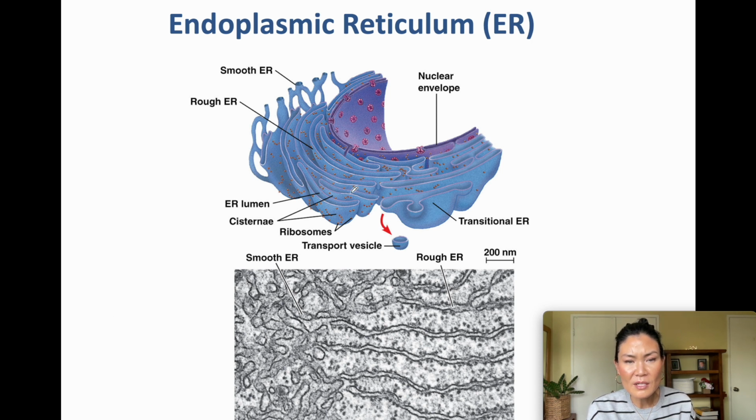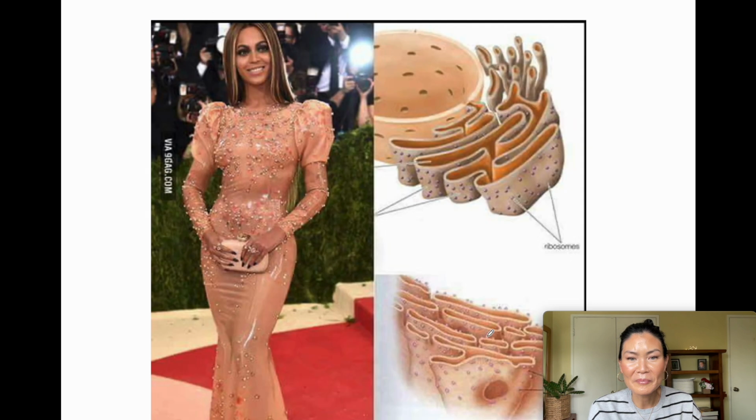So this is what the rough ER looks like. It's very bumpy. It's got the ribosomes attached to it. The ribosomes are where the proteins are made. The proteins that are made on the rough ER, they get shipped in these little vesicles, and they're going to go to the Golgi. They're like little vehicles, little Ubers, or what's the other? Yeah, I forget the other one. Lyft, right? Uber and Lyft. They're going to ship them to the Golgi.